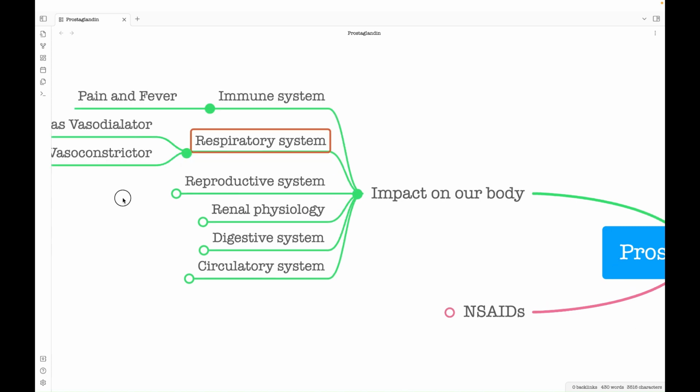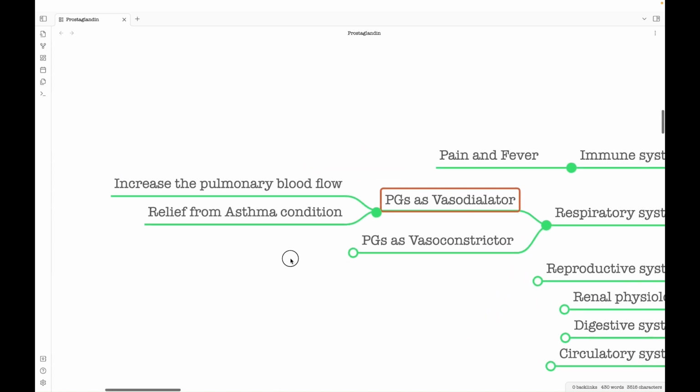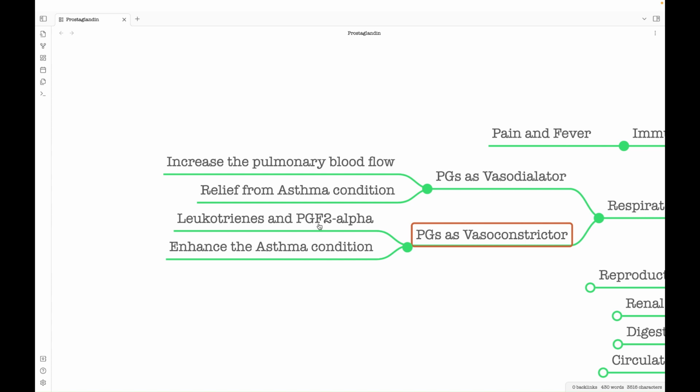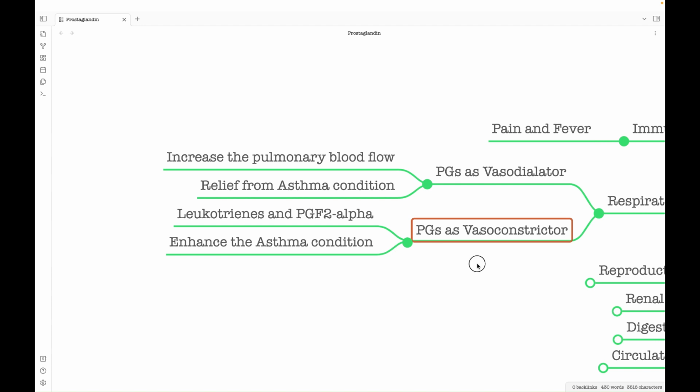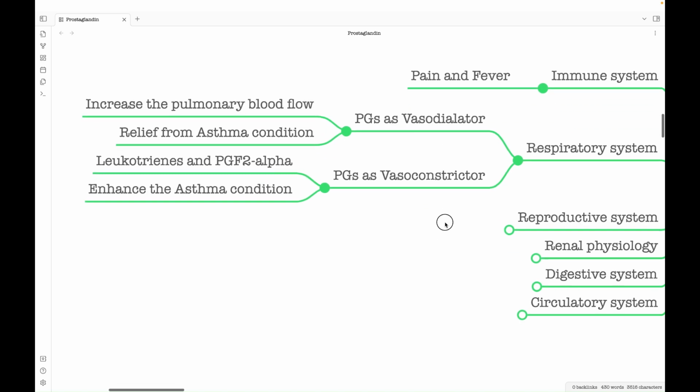Then the respiratory system. In the respiratory system some prostaglandins act as vasoconstrictors, and some act as vasodilators. I have already mentioned that PGI2 and PGE2 act as vasodilators, which means they increase pulmonary blood flow and relieve the asthma condition. But leukotrienes and PGF2 alpha act as vasoconstrictors and enhance the asthma condition. So here we can see that they have opposite functionalities.